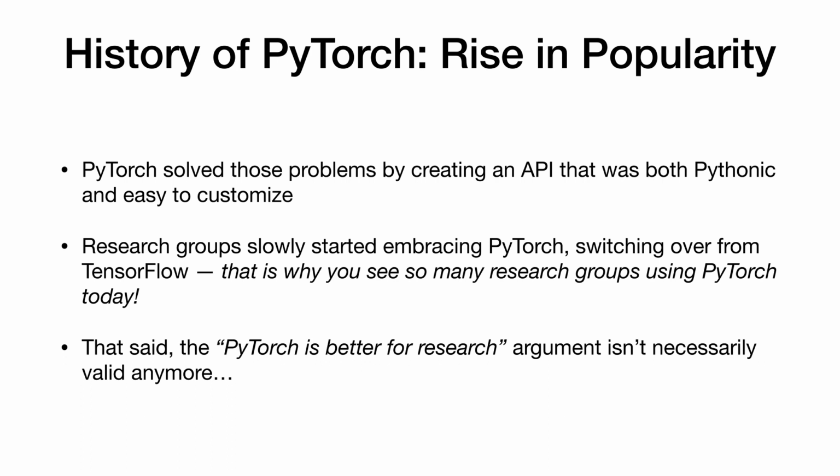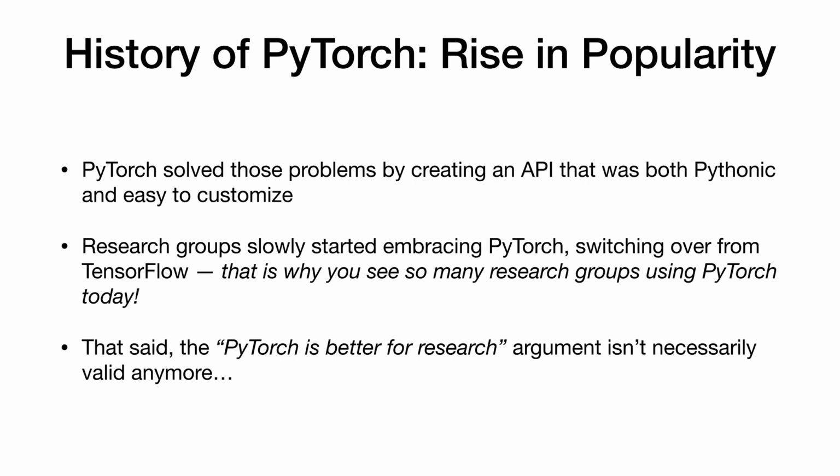So PyTorch solved all these problems by creating an API that was Pythonic and easy to customize. So over time, you started to see these research groups starting to embrace PyTorch and switching over from TensorFlow. And in fact, that's the exact reason why you see so many research groups using PyTorch today. It's because of the lack of functionality within TensorFlow version 1 that PyTorch got its foothold and started slowly climbing its way up in popularity.